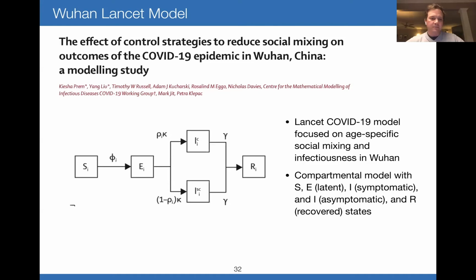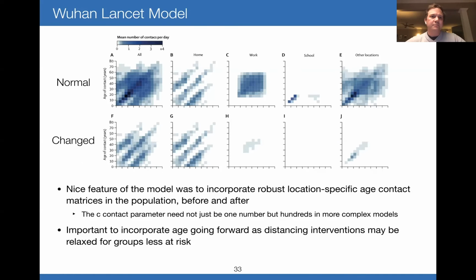I'm just showing you this model because this highlights the key structure of many models that we see within the coronavirus literature now, where there is a movement across susceptible, exposed, or latent stages, and then a stratification into infectious stages that are either symptomatic or asymptomatic states, and then a final movement into recovered state. And this ratio of symptomatic to asymptomatic cases is a key question that models have helped understand and tried to take new data sources and figure out what could happen if that ratio were different. This particular model has a nice feature that it incorporates some pretty robust location specific, so like home, work, school, and other locations, contact patterns that are variable by age.